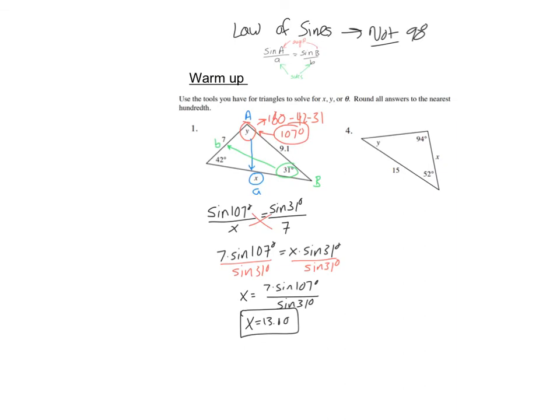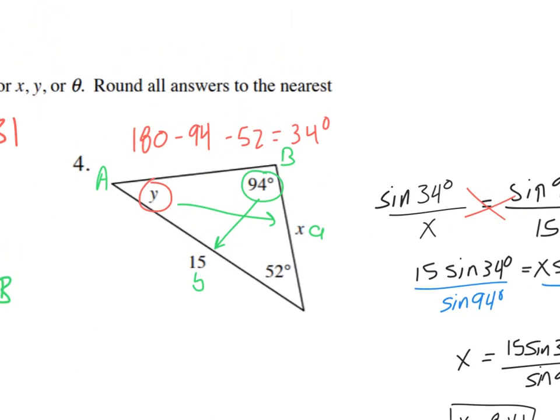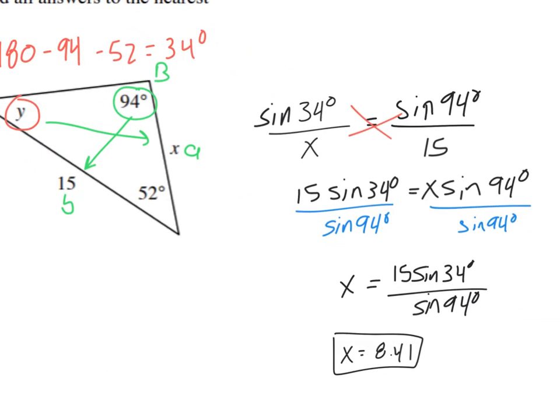Why don't you pause the video here for a moment and try number 4 and see how you did. Alright, let's take a look at how you did, setting up very similar to the previous problem. I found y first by the triangle sum theorem, subtracting those two missing angles from 180. Then I set up a proportion using sine of A over a equals sine of B over b, as I did in the previous problem in the missing variable x. So I went through and I solved that, and I ended up getting x equals 8.41.